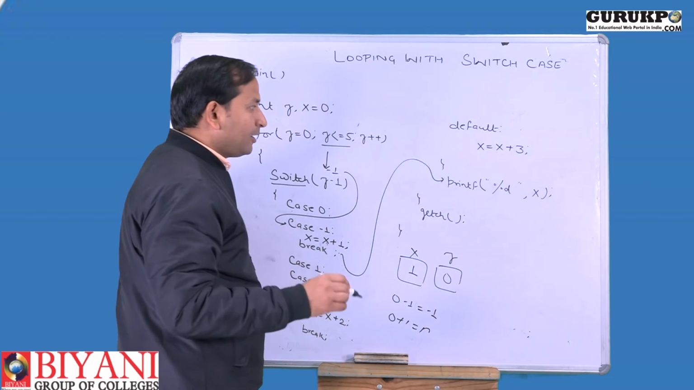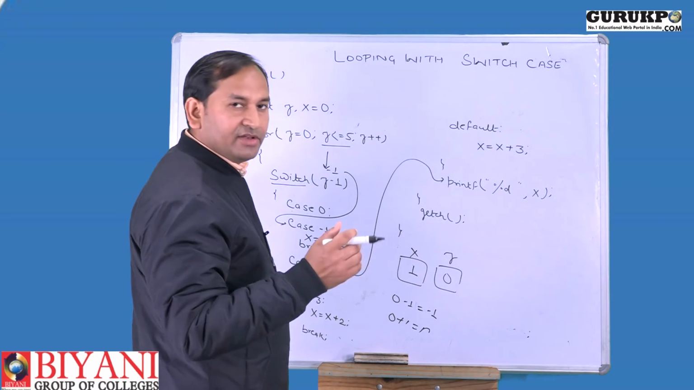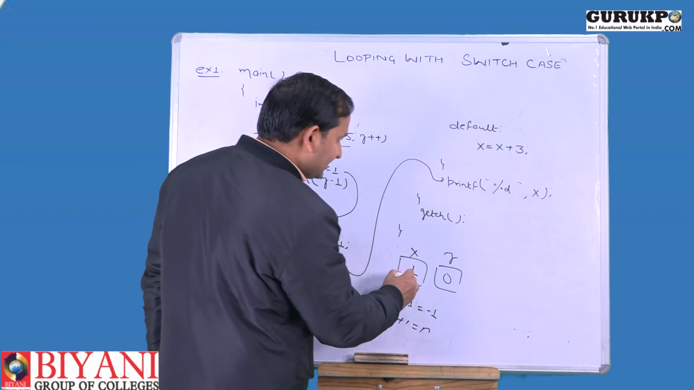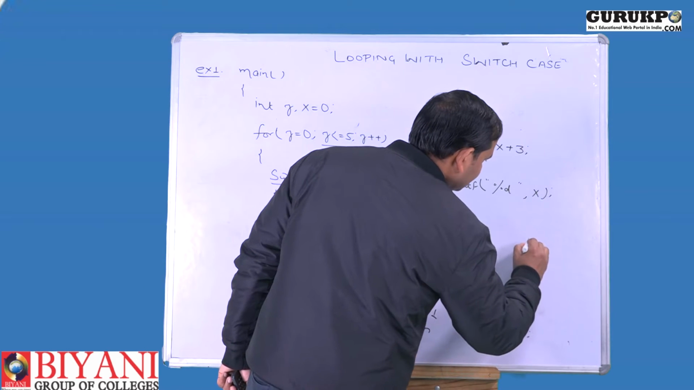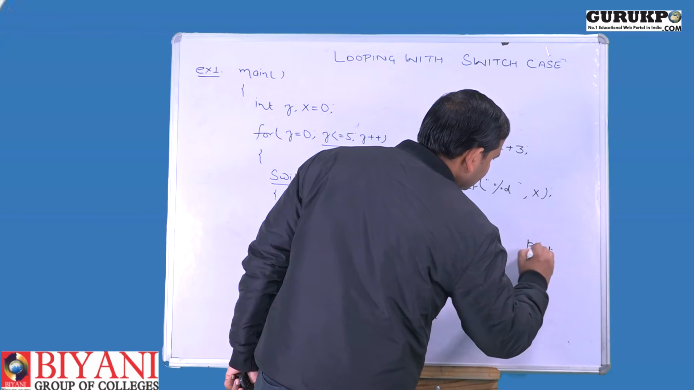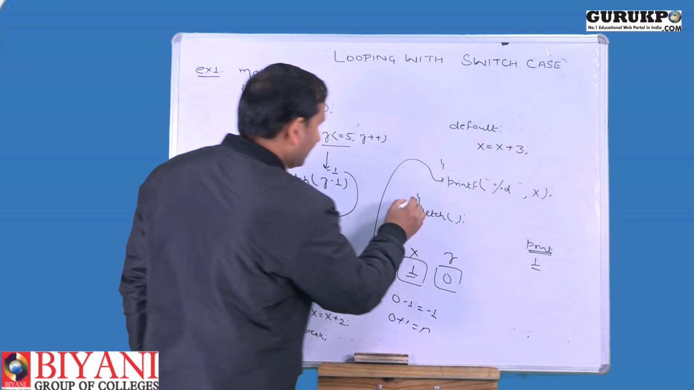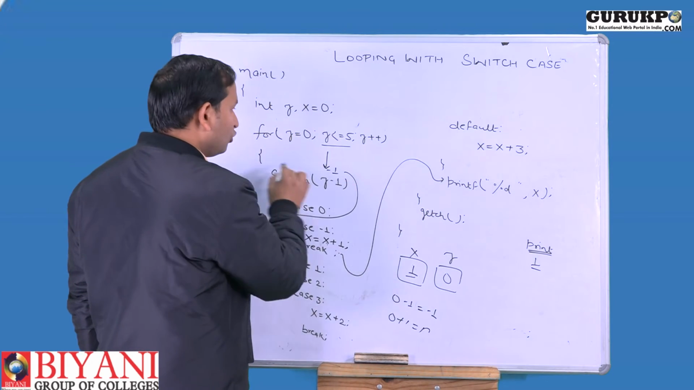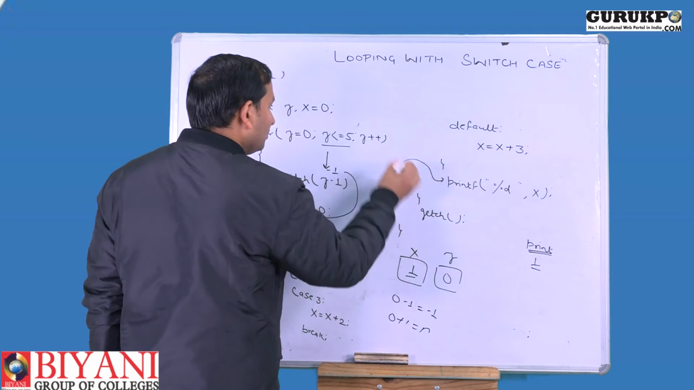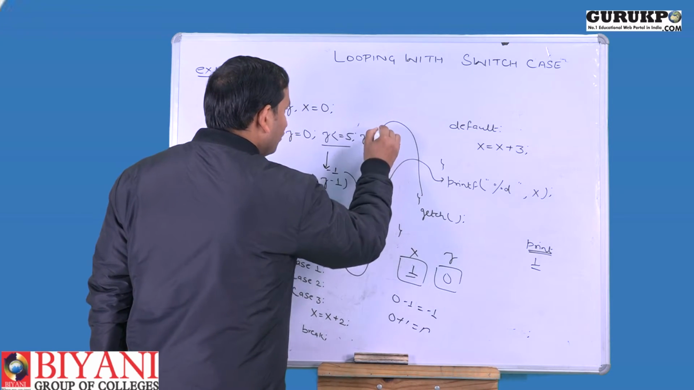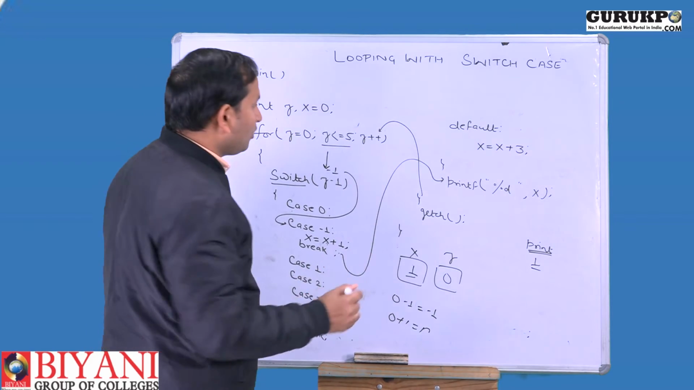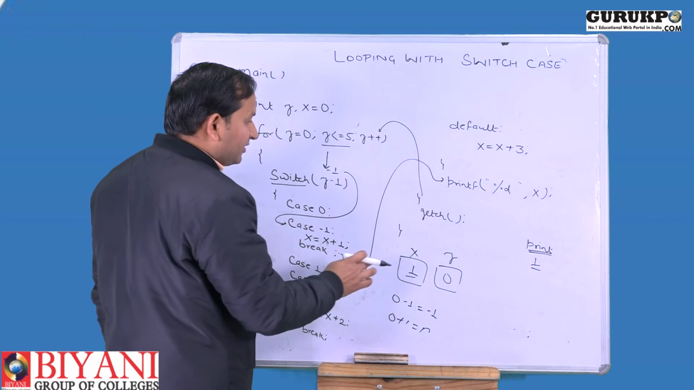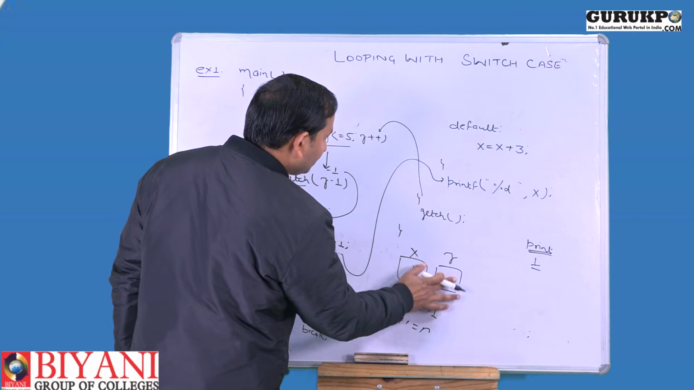There is a printf statement, printf percentage d x. Here we are printing value of x. Now value of x is 1. It prints 1. Again curly bracket, this curly bracket of for loop, control goes to the next part of for loop, that is increment operator. Now j plus plus, previous value of j is 0, now j becomes 1.